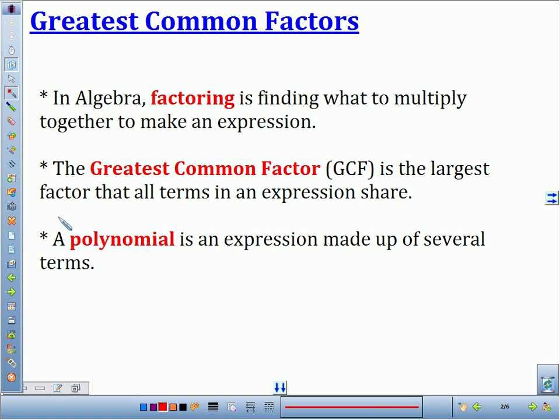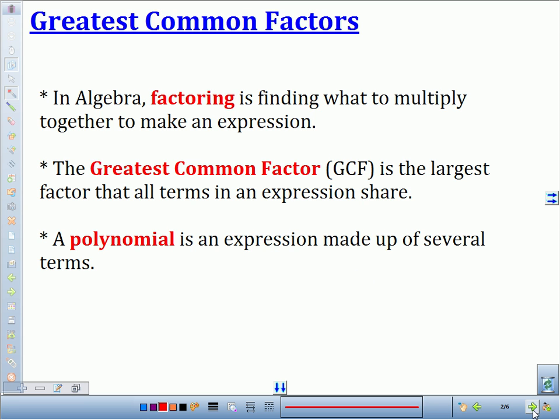We've seen it before. You might have also seen greatest common factor, or GCF. The greatest common factor is the largest factor that all the terms in an expression share. So then whatever the greatest common factor is must be a factor of each term in the expression for it to work. The last one is a polynomial, and a polynomial is an expression that's usually made up of several different terms being added or subtracted. Alright, so those are our basic vocabulary.